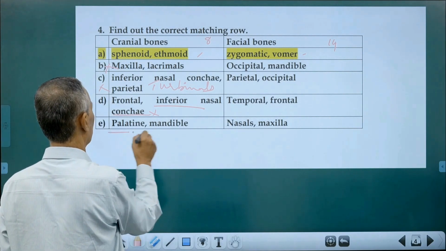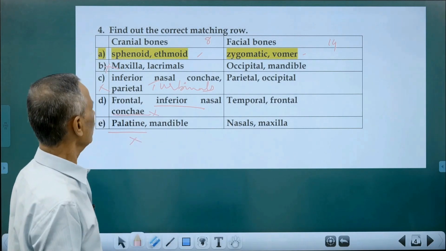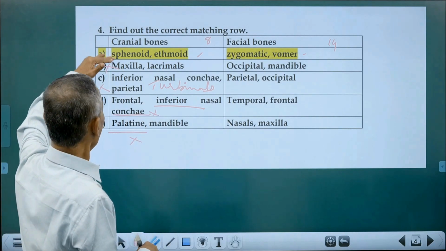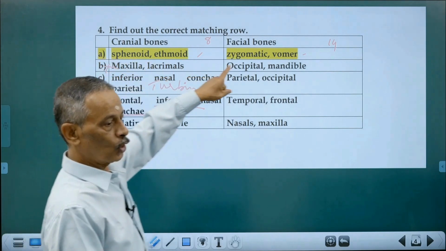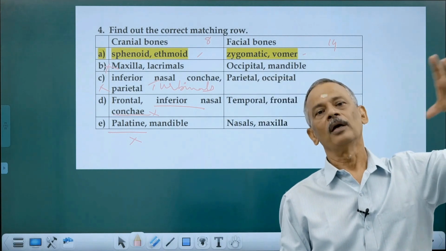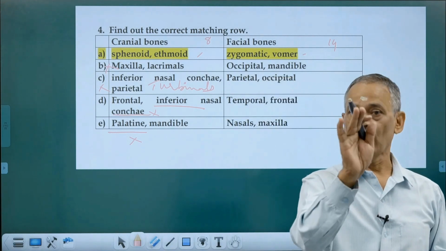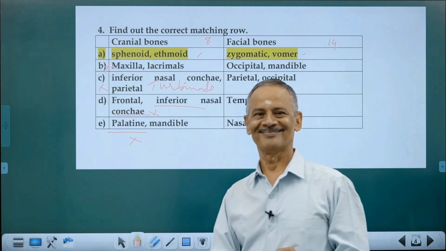Palatine is a part of the facial part. Okay, so we know that all others are wrong and only A is the correct one. Though the names of the bones are not in the NCERT book, you have to study them. What are the bones that are all present in them?